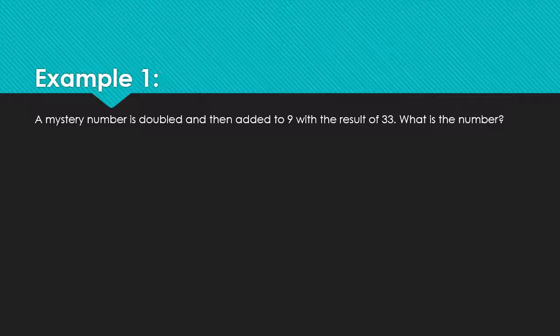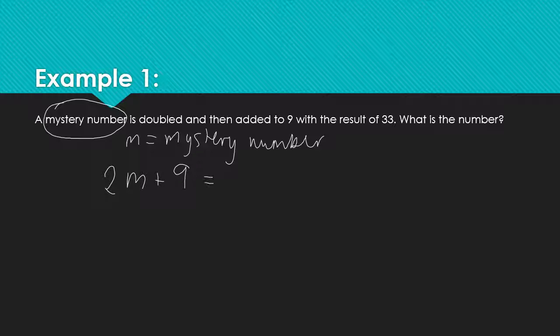Okay, welcome back. I assume you've paused it, written it down. Maybe you've had an attempt. So let's see. Our first step is define our variable. Our variable here is this mystery number. You could call it whatever you want. I'm going to call it m for mystery. That's our mystery number. Alright, next step. Let's form an equation. Our mystery number is doubled and then added to 9. That seems pretty straightforward. So we have 2 times m plus 9. And what's that equal to? 33. Great. Step 2 done.